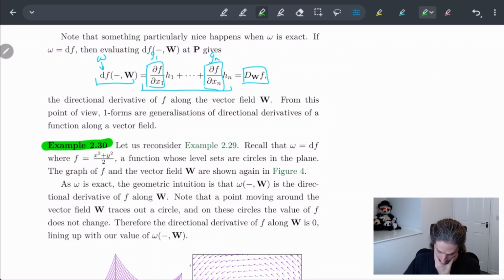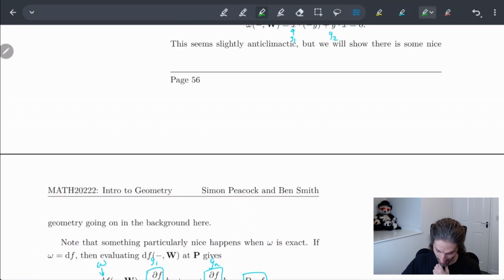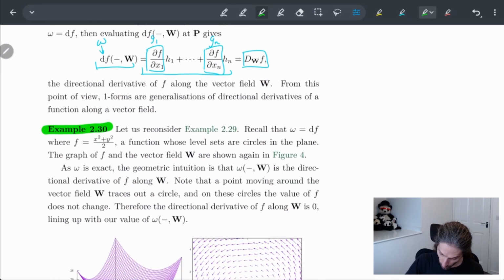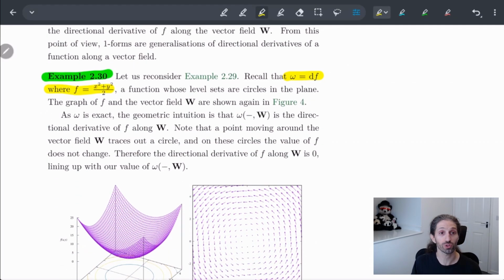So here, let's look at 2.29. We're going to look at the same stuff from this example, so omega and w, but this time recall that omega is exact. In other words, we have the function f equal to x squared plus y squared over 2. This is the function that omega uses in order to get that it's exact.